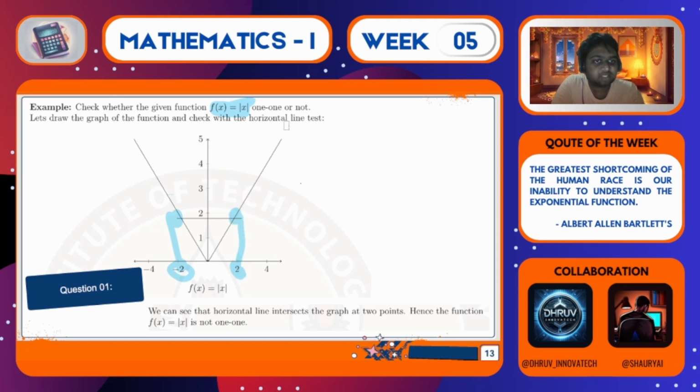So in this case, you can see that we have to check if this function passes the horizontal line test or not. As you can clearly see, this mod x function doesn't pass the horizontal line test, because as you can see, two inputs direct towards a single output. That's why this function is not a one-to-one function.